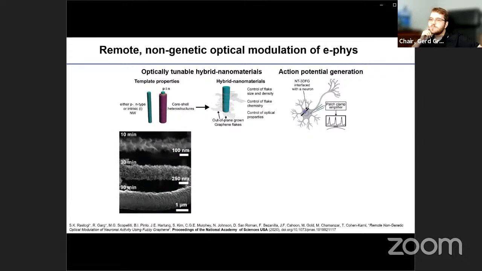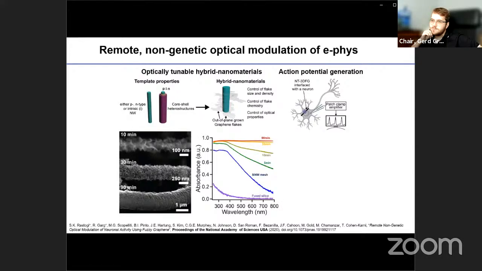These are the structures that we generated in the lab. You can see that we can change the density and size of the flakes by modulating the time of the process or the temperature of the process as well. Unlike single-layer graphene, our materials are basically opaque, close to black in color.